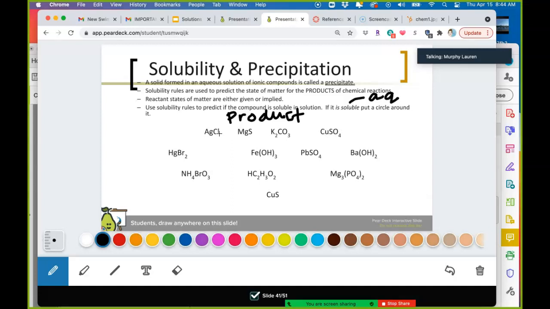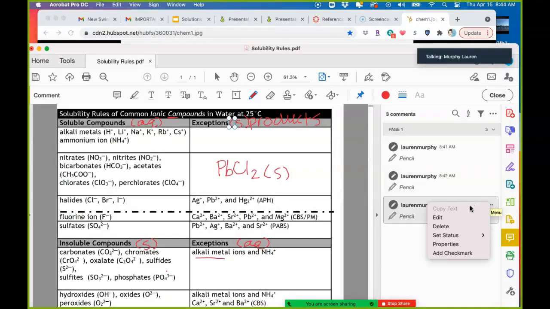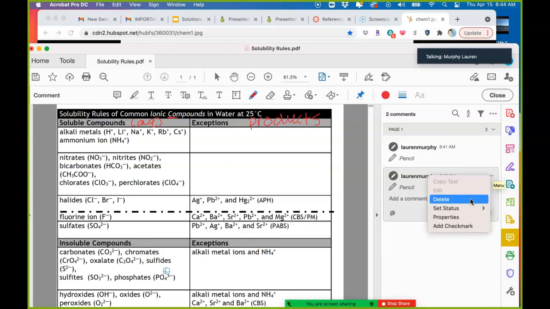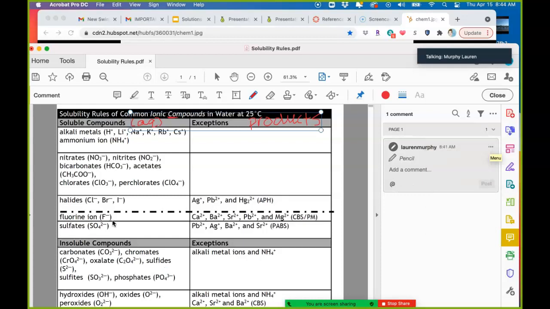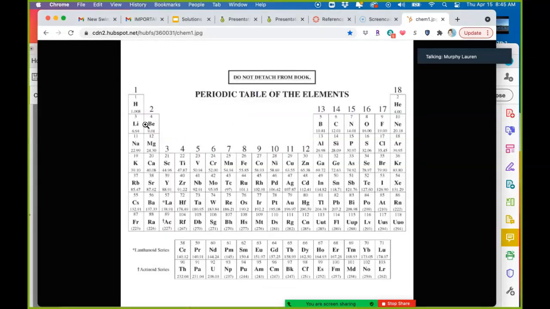Silver chloride. So you go to your solubility rules. Just as a reference, there's tons of ions on here. The majority of them are anions, aka negative ions. And right up here you have your alkali metals. Who are your alkali metals? Alkali metals are anybody in this first family, and we don't count hydrogen because it's not really a metal. So lithium down, they are always soluble, always aqueous.